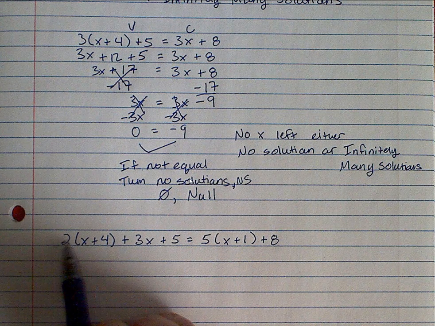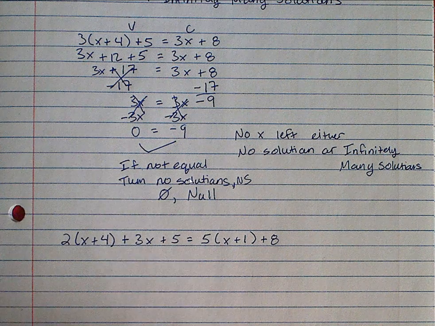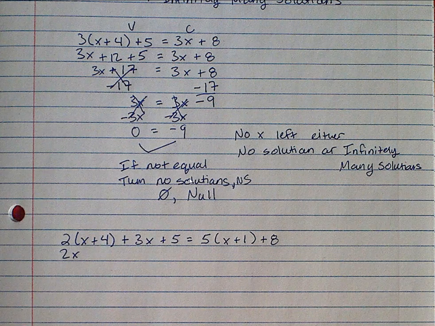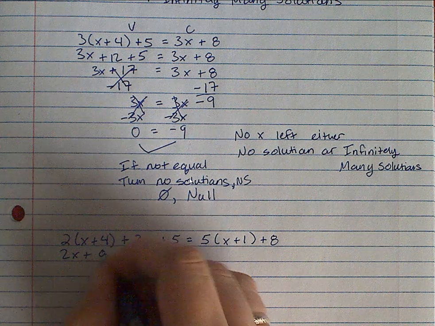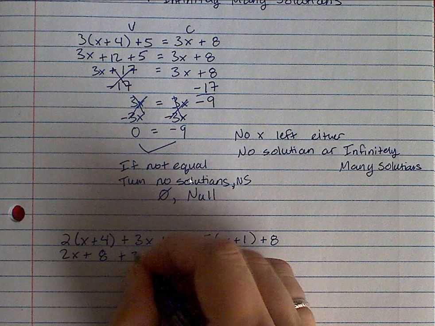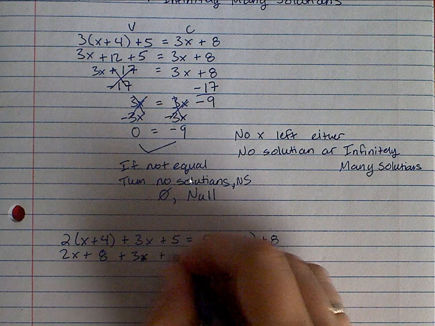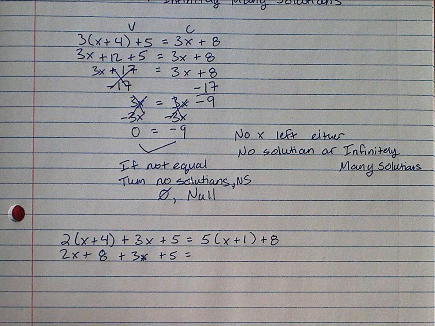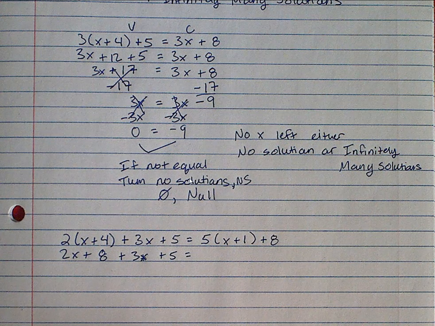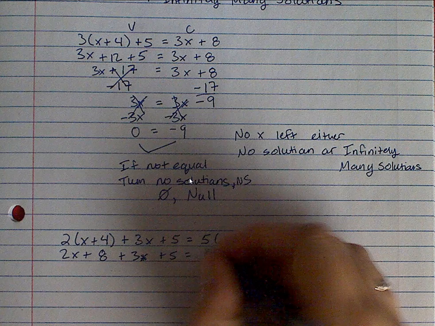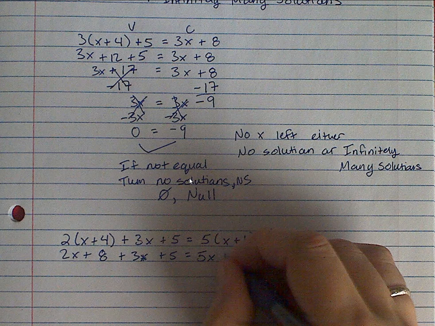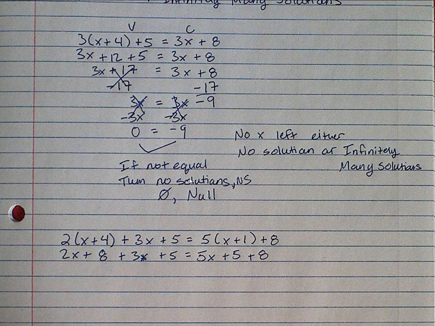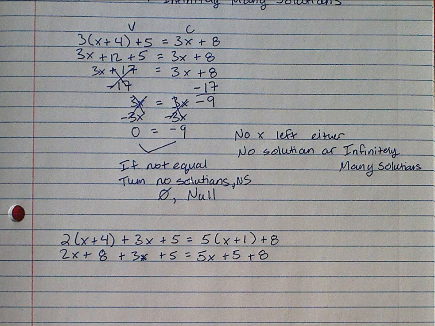So what does that look like on the left-hand side? 2x plus 8. Great. And then I'm going to drop down the plus 3x plus 5. Going to drop down the equal to. Now on the right-hand side, what does it look like? 5x plus 5. Great. And I'm going to drop down the plus 8. Awesome. Thank you. All right. So I distributed first, and that's my first step.